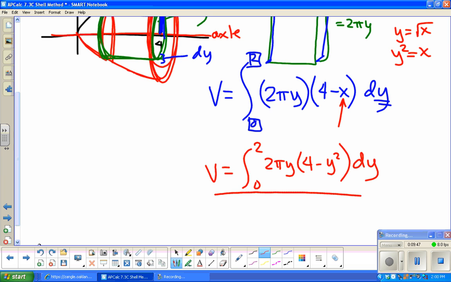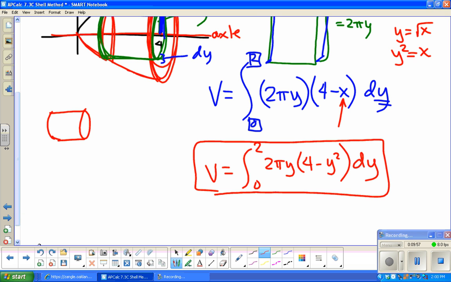That is the setup, and that's the part I'm most concerned about. So again, the whole idea here is that I have this cylindrical shell. It's like the wrapper off of a can that I slice, and as I unroll it, it just becomes this rectangle, and it has thickness that we're going to add up.